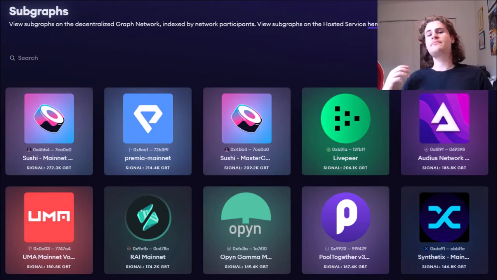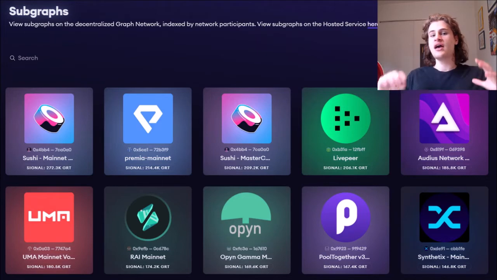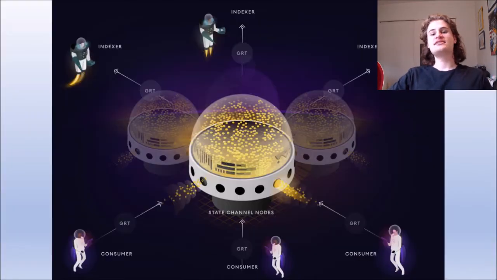Now, the graph is about 500 million daily queries because lots and lots of different people are viewing all of the different subgraphs and viewing all of the decentralized applications that have collated these subgraphs together. So, the important thing is who actually makes these subgraphs, because if the Graph Foundation just made the subgraphs, it wouldn't be that decentralized. Instead, what happens is these people called indexers make a subgraph.